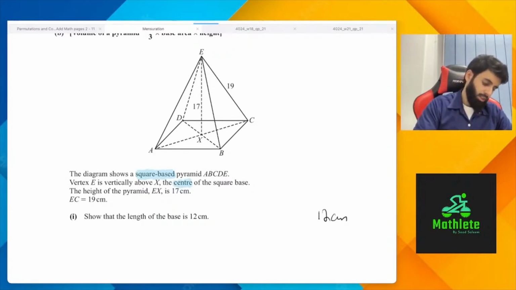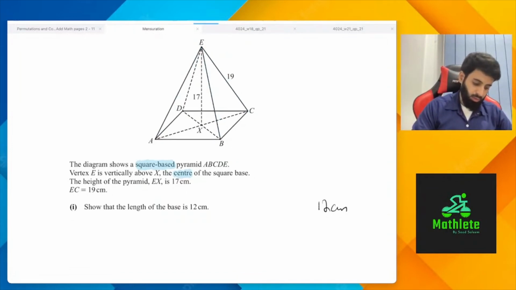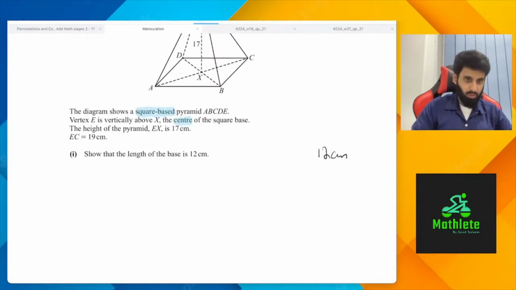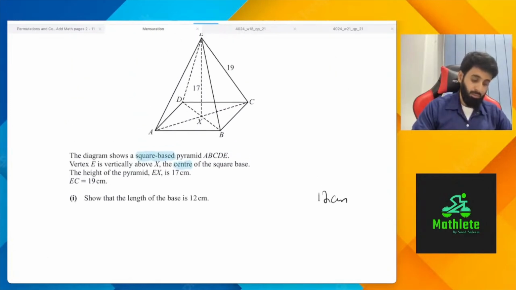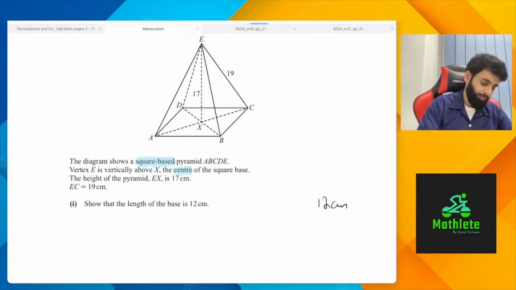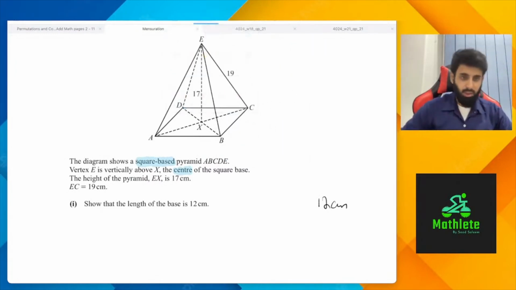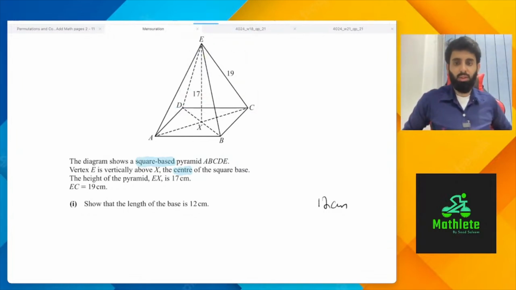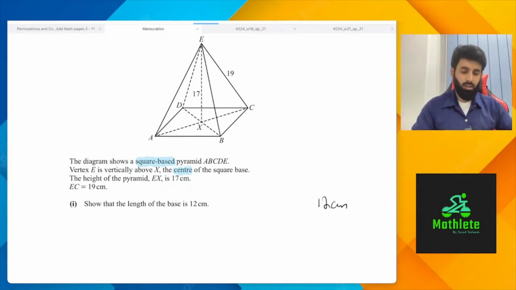Now since EC is 9 and since this is a square base pyramid, that means all the other slant lengths that you see have to be 9 also. Show that the length of the base is 12 centimeter. And how many marks is this? This is 4 marks. If it's a 4-mark question, that means there's a lot that needs to be done. So any suggestions as to how I should find out the length of the base? Don't actually solve the entire thing, but tell me how we will find it.